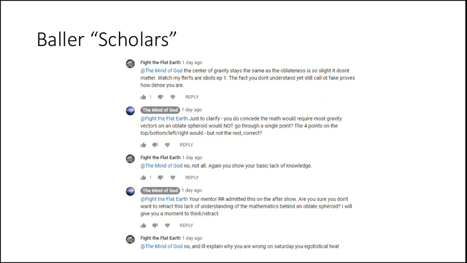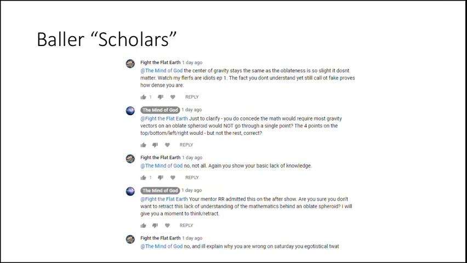The fact you don't understand yet still call out fake proves how dense you are. Okay. Anyway, so let's just go with the first part. Center of gravity stays the same as the oblateness is so slight it doesn't matter.